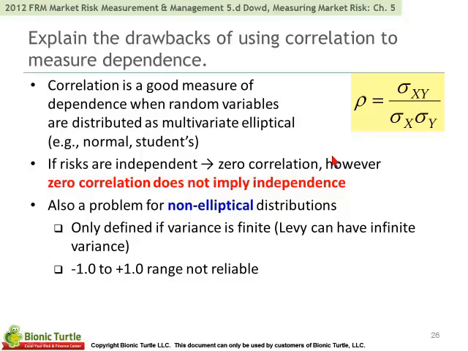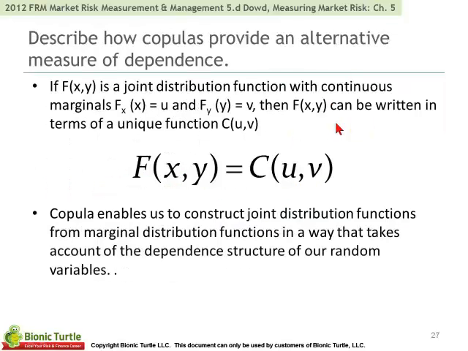But the correlation can be problematic for non-elliptical distributions. And then we know that a key issue with the correlation is that it assumes a linear relationship, and oftentimes the relationship is not linear. And so we tend to use a broader term.